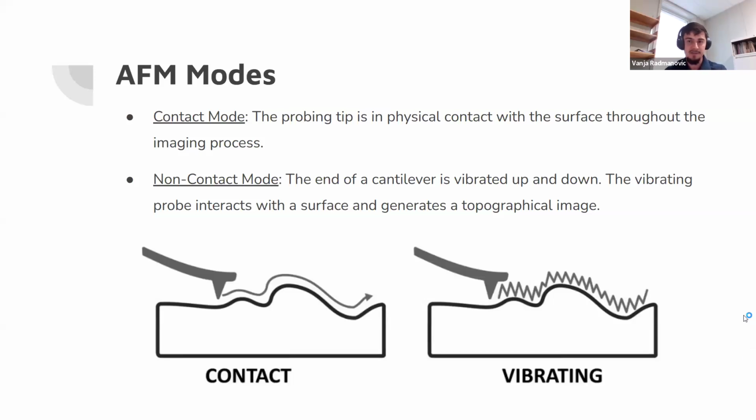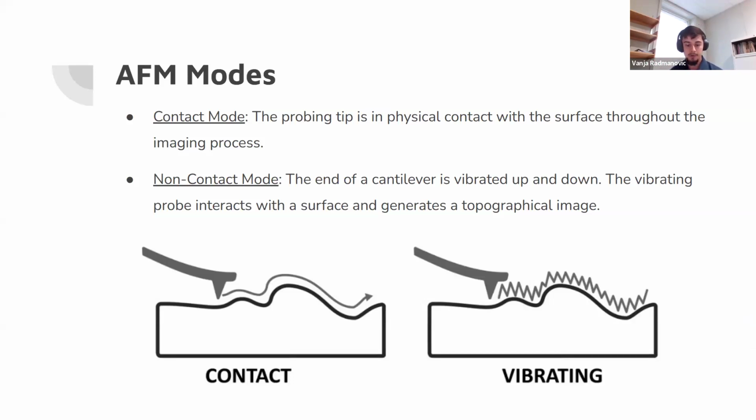Now, that is the basic physics of how it works, but there are also two different modes that I should probably go over briefly. First would be contact mode, which, as it suggests, the probing tip is in physical contact with the surface throughout the entire imaging process. The advantage of this imaging mode is that it's pretty high resolution imaging, but there is a slight risk of damage to either the cantilever tip or to the surface. So what we've been mainly focusing on for my project is the second mode, which is non-contact mode.